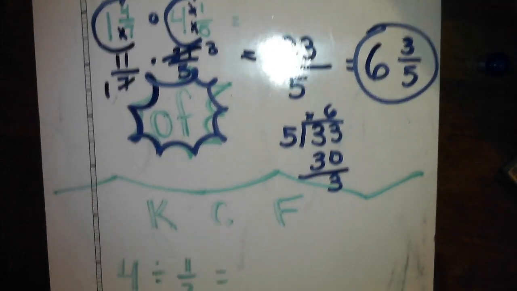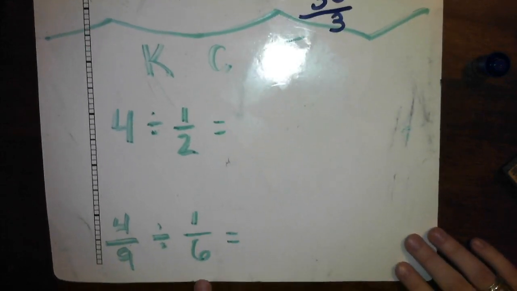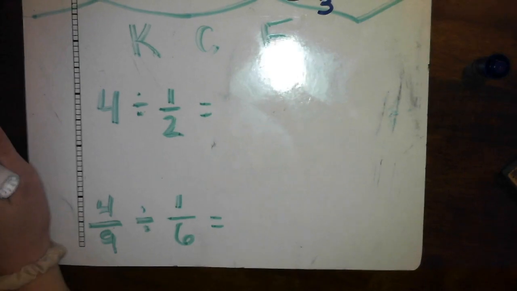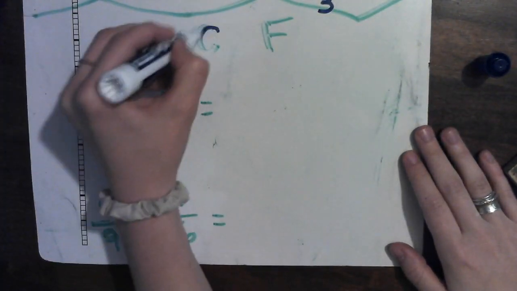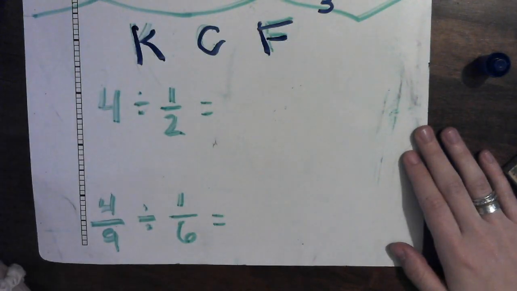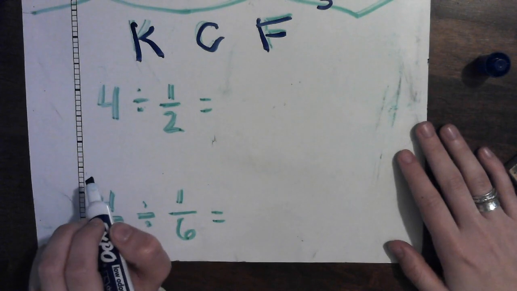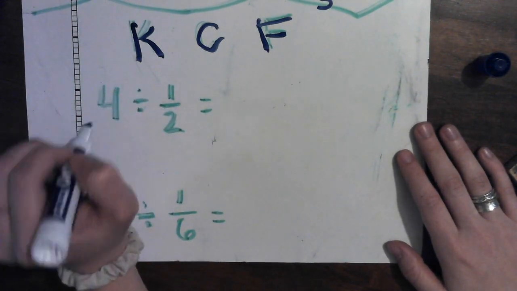And our last fractions concept. To divide by a fraction, here's a tip. Keep, change, flip. Okay? 4 divided by 1/2. So it wants to know how many 1/2 parts are in 4.